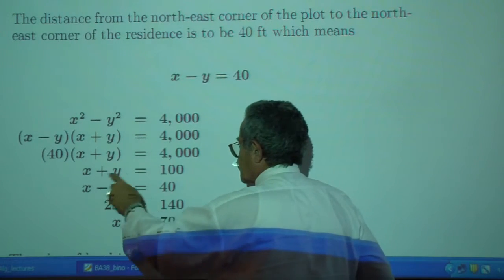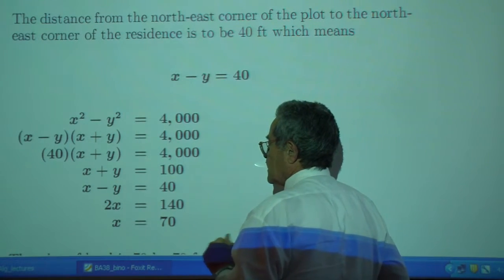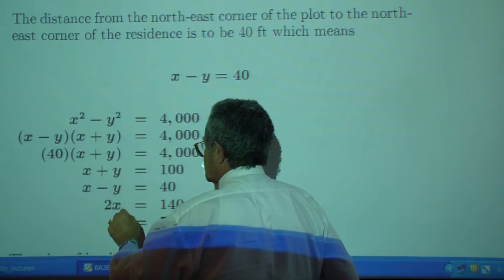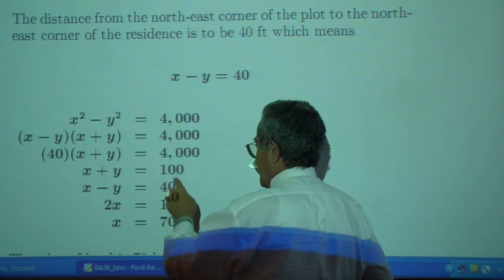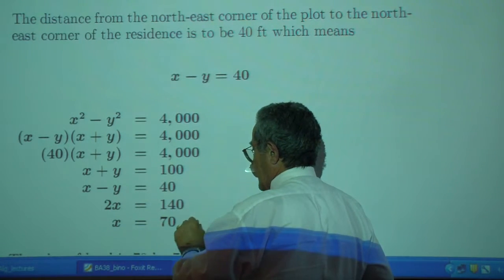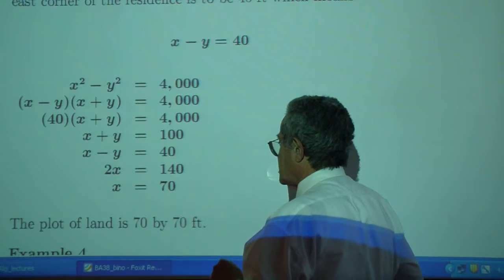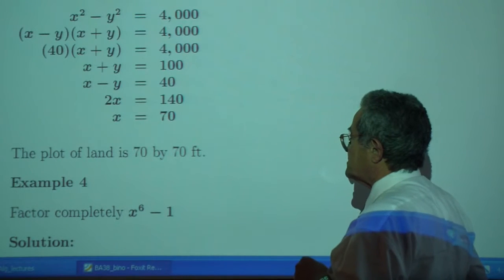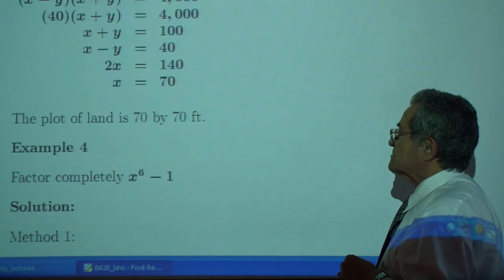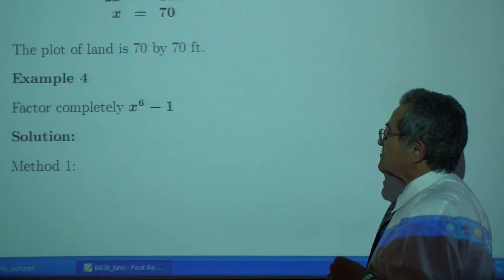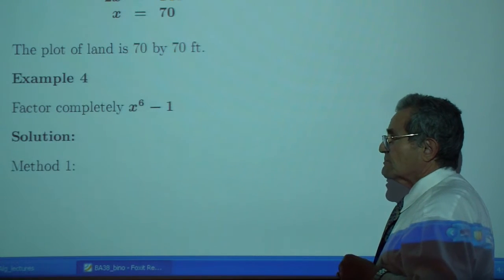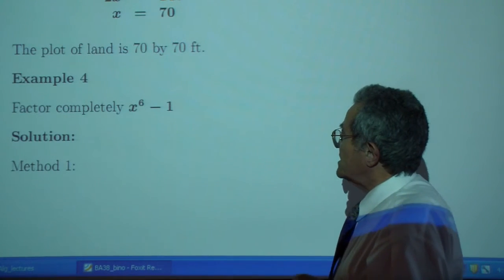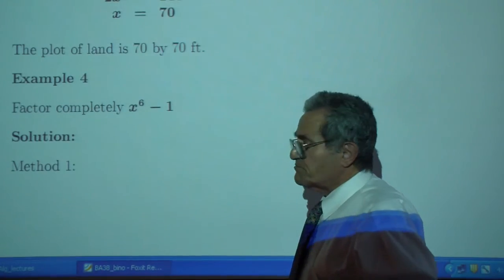So x minus y is 40. And x plus y was 100. Add these two equations. The y's drop out. You come out with 140 for 2x. So x is 70. The plot of land is 70 by 70 feet. And then we want to factor completely x to the 6th minus 1.